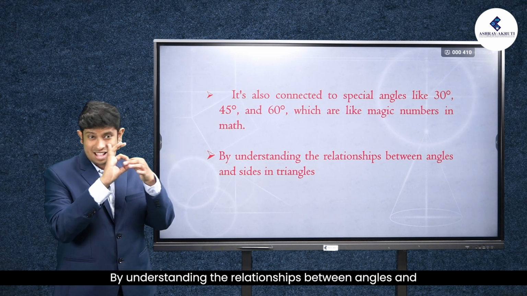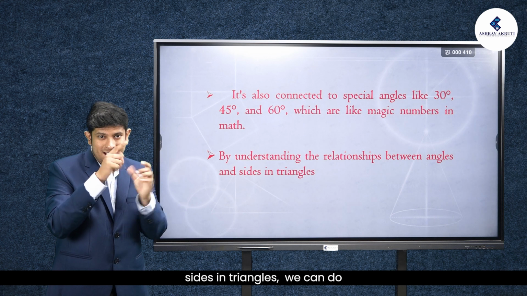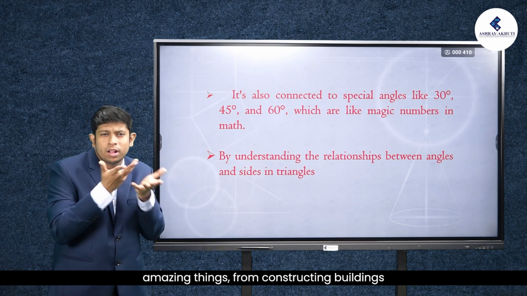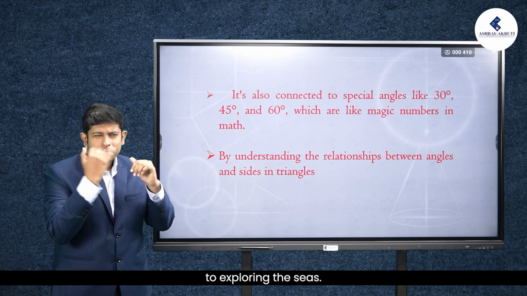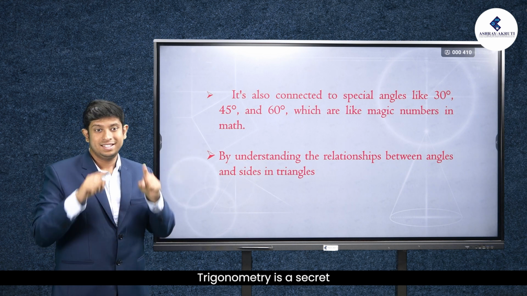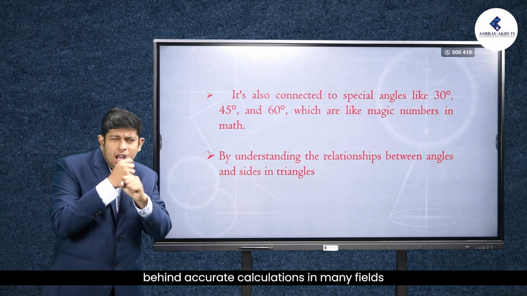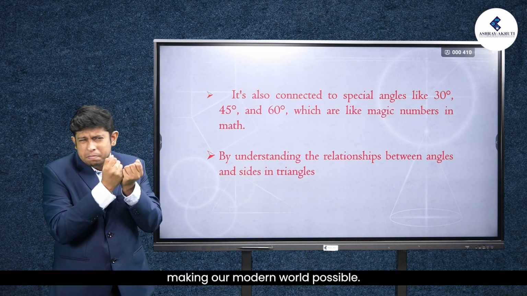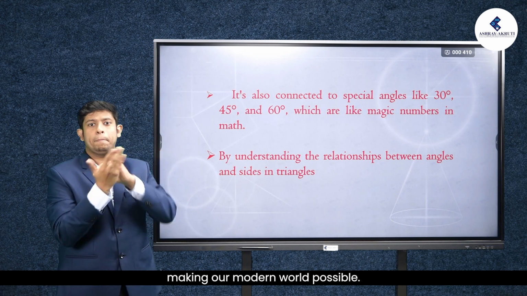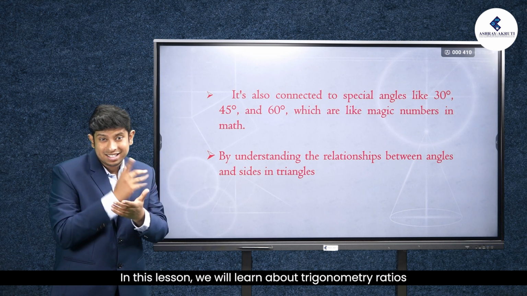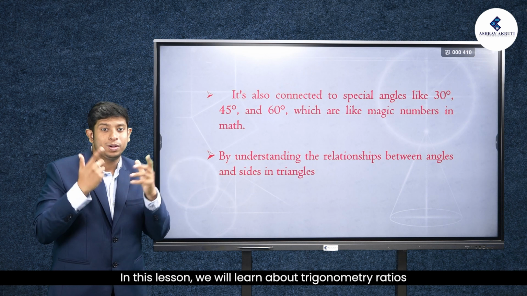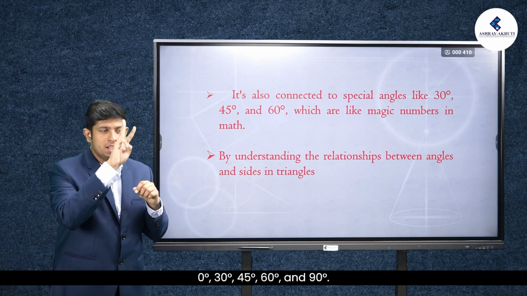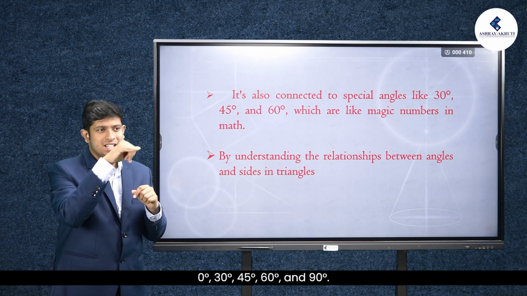By understanding the relationships between angles and sides in triangles, we can do amazing things, from constructing buildings to exploring the seas. Trigonometry is a secret behind accurate calculations in many fields, making our modern world possible. In this lesson, we will learn about trigonometric ratios: 0 degrees, 30 degrees, 45 degrees, 60 degrees and 90 degrees.